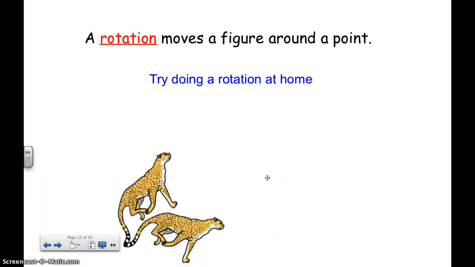A rotation is kind of like how it moves on a record. Whenever you have a record and it spins around, or a CD and it spins in its case, that's a rotation. So this leopard, he rotates here, and then he would continue to rotate around this fixed point of where his tail is.